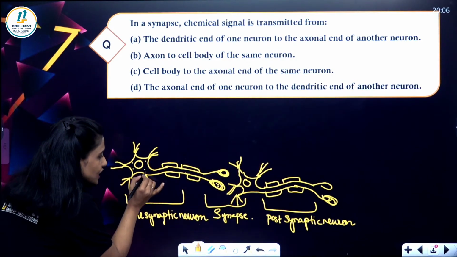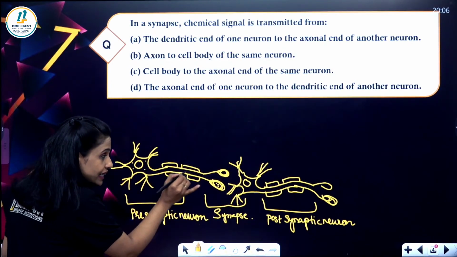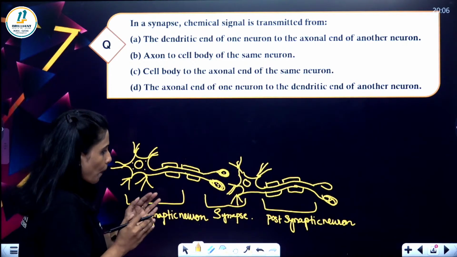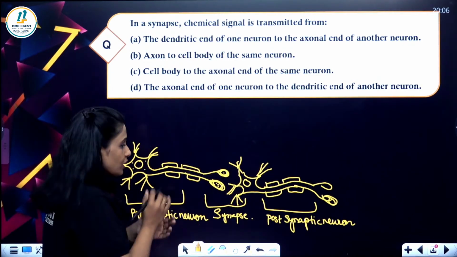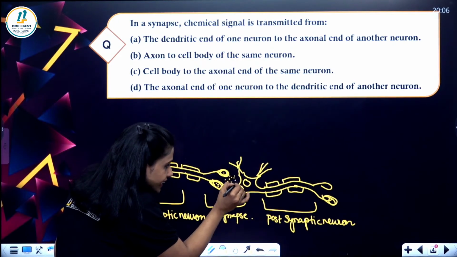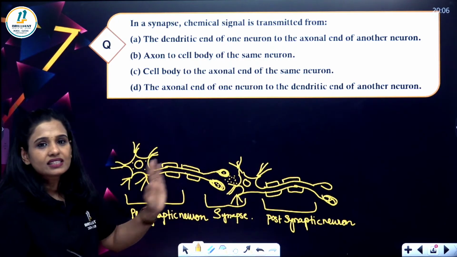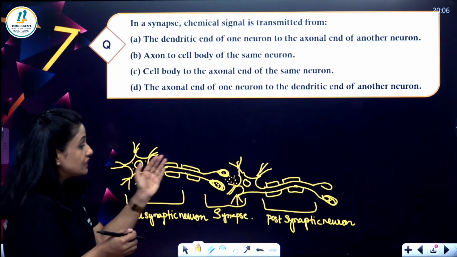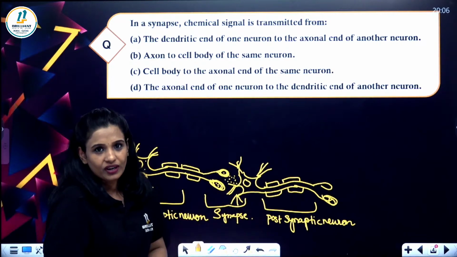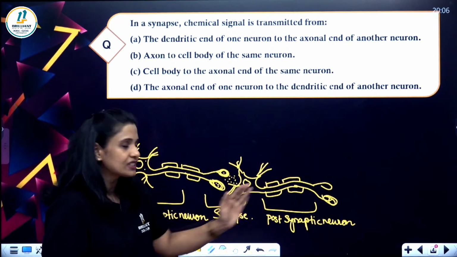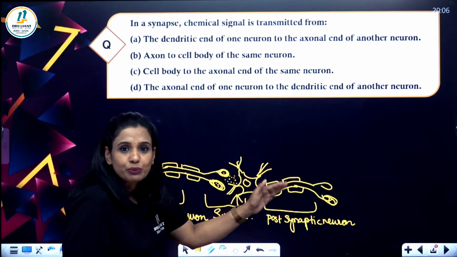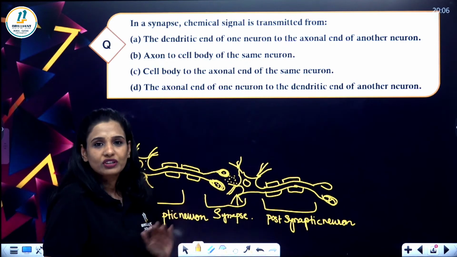When the nerve impulse as electrical signals reaches the synaptic vesicles, they will break and the neurotransmitters will be released in the junction called the synapse. That will stimulate the postsynaptic neuron. So the postsynaptic neuron will get stimulated by the neurotransmitter.